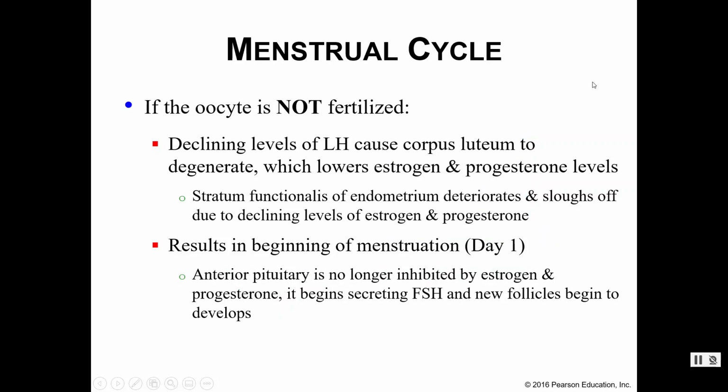So, if the oocyte is not fertilized, as we just mentioned, declining levels of luteinizing hormone cause the corpus luteum to continue to degenerate. Remember, your corpus luteum was secreting estrogens and progesterones, so those levels would decrease as well. The stratum functionalis would deteriorate due to the declining levels of estrogen and progesterone, and so we would begin menstruation. We would begin day 1 all over again. The anterior pituitary is no longer inhibited by the higher levels of estrogen and progesterone, so it starts secreting FSH in a new follicle in preparation for ovulation for this next month.